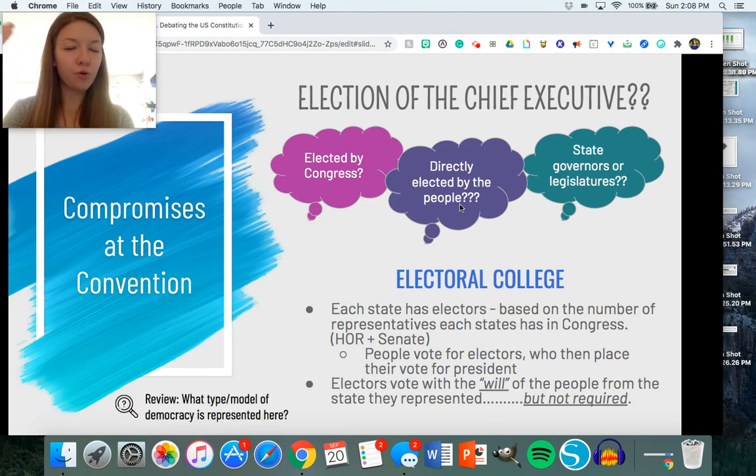So as a review, right, I told you guys that these would be popping up throughout the course. If we're talking about this Electoral College kind of being an indirect election of the president, one small group is making a large political decision for the country, what type or model of democracy is represented here? So take a moment and pause if you need to, but make sure that you do think about that and apply this on your notes for me.